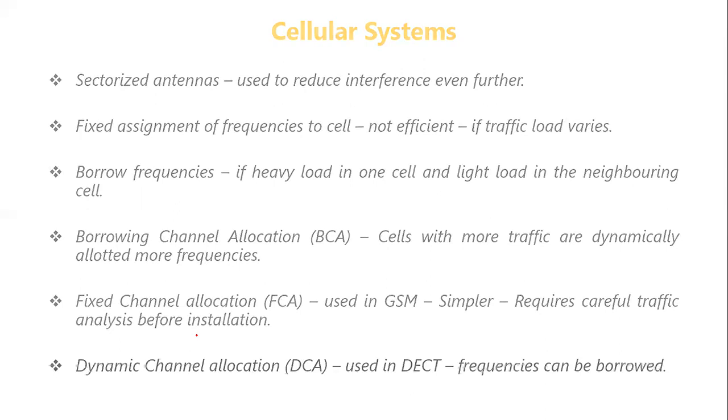And cellular systems that use CDM, that is code division multiplexing, and not FDM or TDM, do not need an elaborate channel allocation scheme and complex frequency planning, because users are separated by codes.